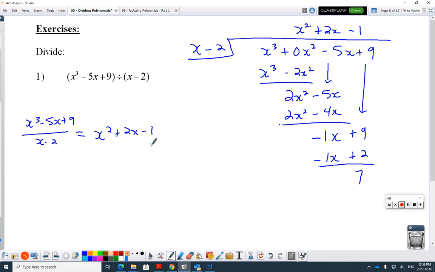That was the part that did get divided. We did divide and got that answer. The remainder is the part that didn't get divided, that's what a remainder is. A remainder is the part that never got divided up. Plus 7 over x minus 2.